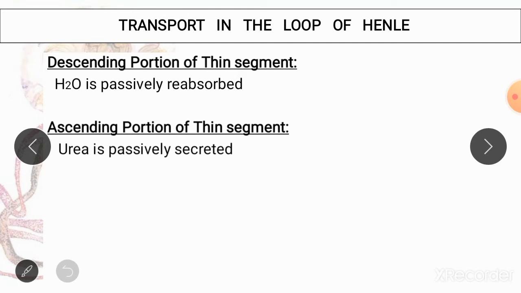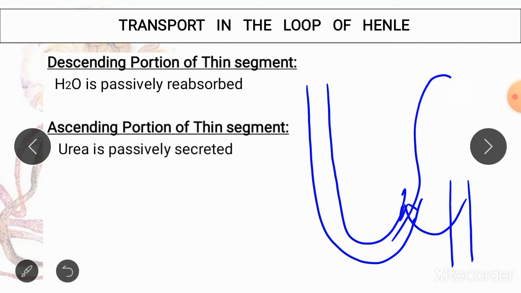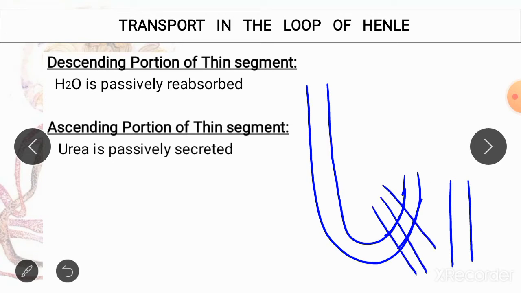Then we have the ascending portion of the thin limb. Here you can see the ascending portion of the thin limb. The only substance which is transported here is urea, and urea is also being secreted from the peritubular capillaries into the thin loop so that it can be excreted in the form of urine. And as I mentioned in the previous lecture, this thin portion is absolutely impermeable to water. No water can pass from the ascending thin limb into the peritubular capillaries.